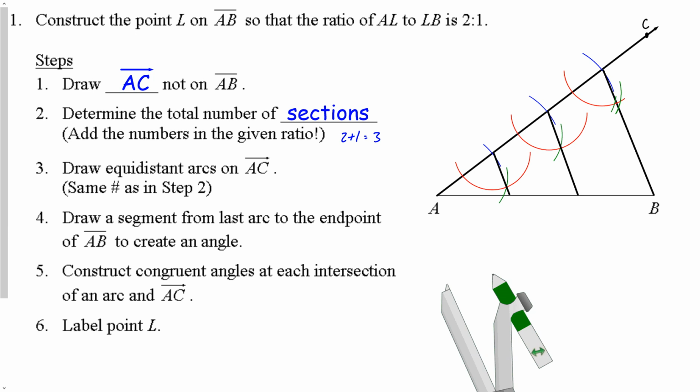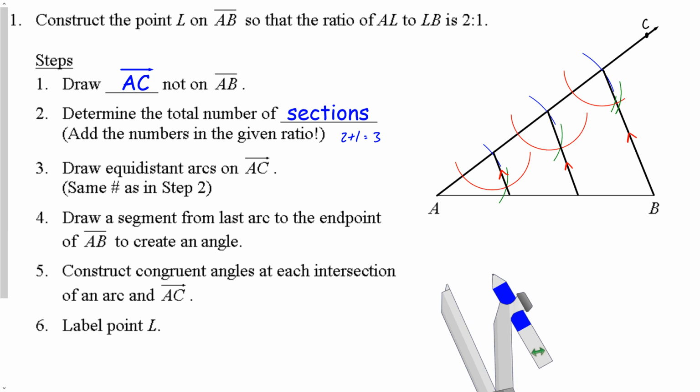Notice those three lines that I have here. Let me label this for you so you can see it a little easier. These three lines should end up being parallel. You'll know if you've done your construction correctly and accurately if those lines are actually parallel, which is what we want. They need to be parallel so that when we find exactly where point L is going to be, we know that these sections that segment AB is split into are all congruent to each other.